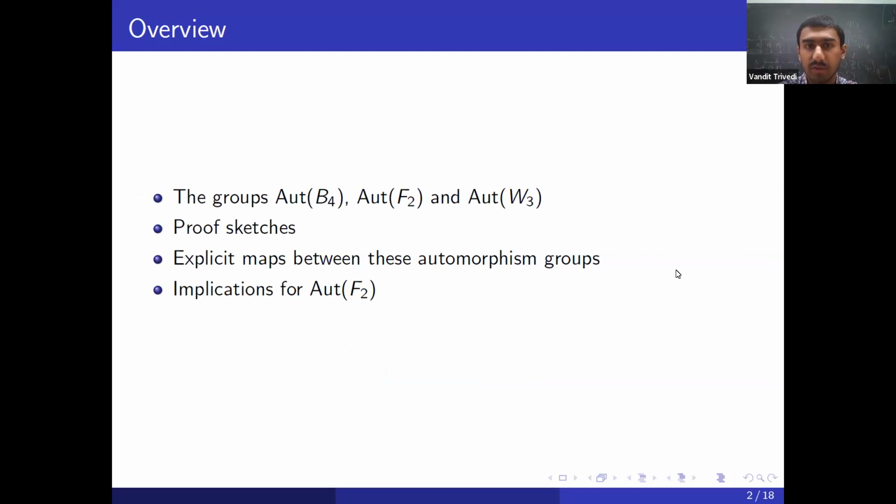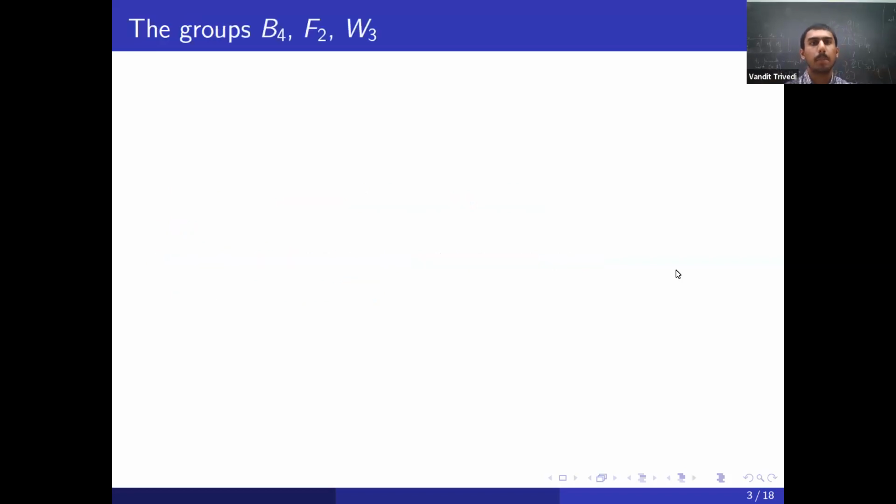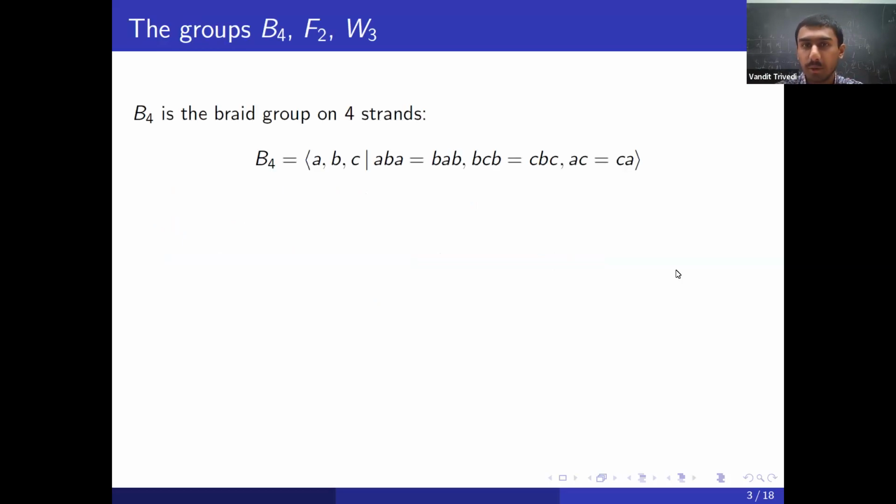And one of the things I've done recently is actually write down explicit isomorphisms between these groups that go both ways. And then, as I mentioned, at the end we'll discuss some implications for all three groups, but particularly for Aut F2. So let's start by considering these three groups. B4 is the braid group on 4 strands, which has this standard presentation. So we have the two braid relations, and generators that are more than distance 1 apart commute.